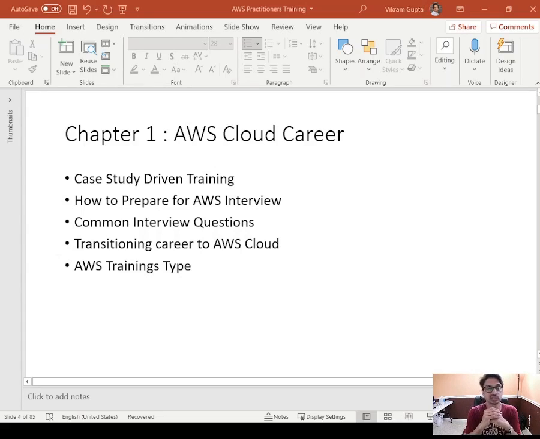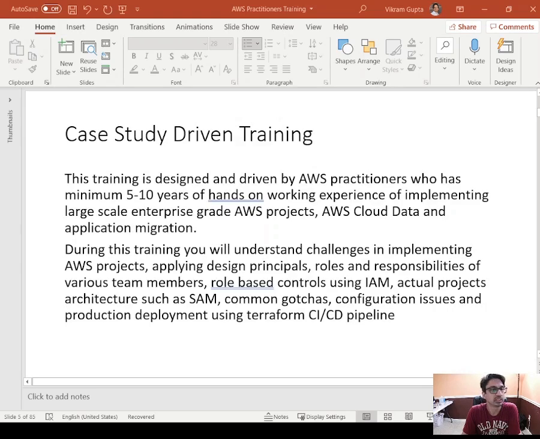and then the discussion around transitioning career to AWS cloud, and then one or two specific trainings that you should really focus on for AWS. There are at least 20 different types of training. So with that, let's move on to the case study driven discussion.